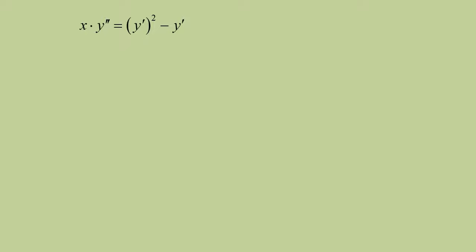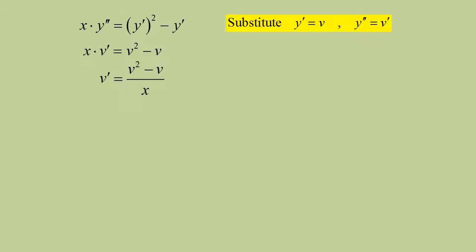Here's another one to try out. We'll begin by using the substitution y prime equals v. So y double prime is v prime. Do the substitution. Now you recognize that in this one we've got v squared minus v. Now remember, we're looking for v as a function of x. So this is the two functions v and x now.